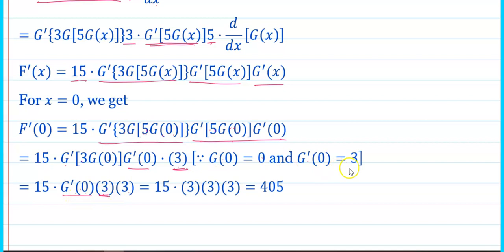Okay, because it has a value. g of 0 doesn't have a value. Okay, and in g dash there is g. And overall you are getting 0. And hence g dash of 0 is 3. Therefore we have 3 times 3 in multiplication form. 3 into 3 into 3, and hence you are getting 405.